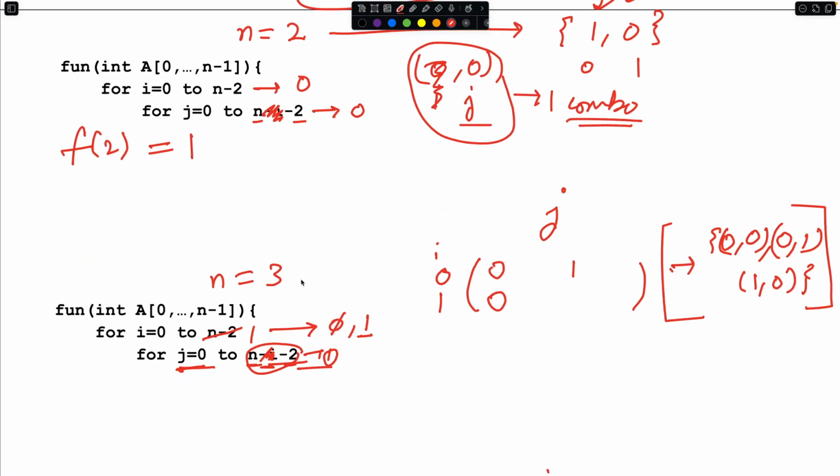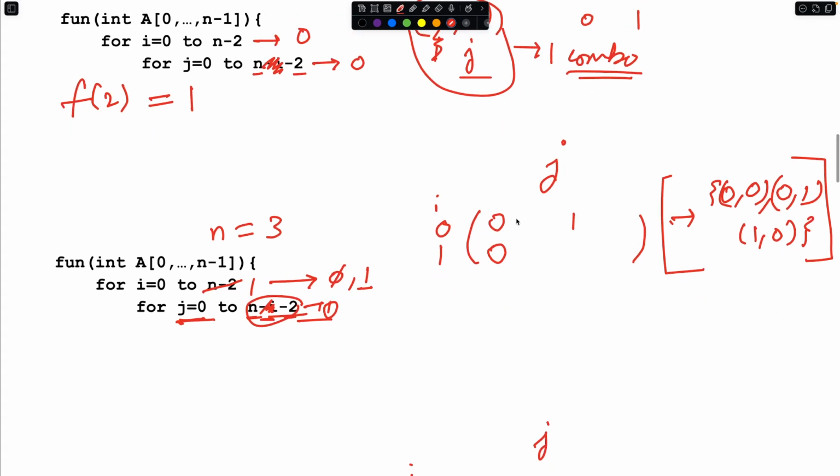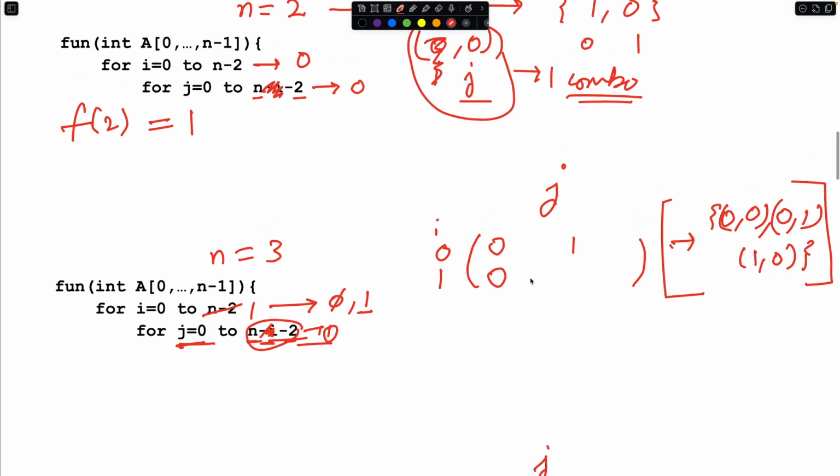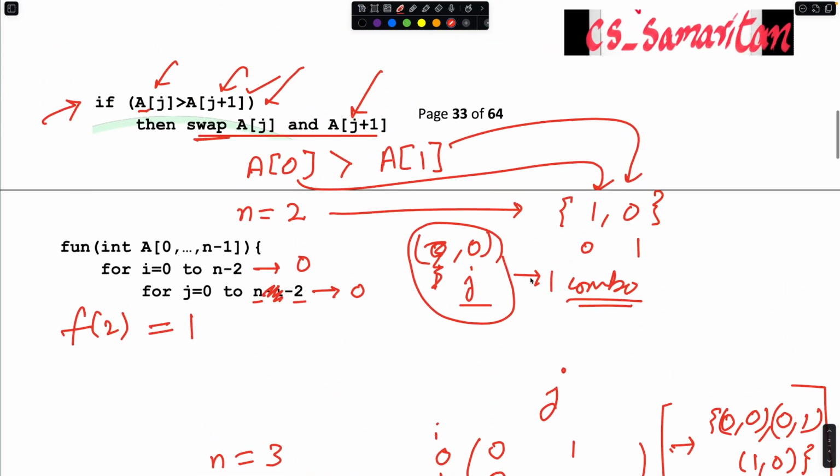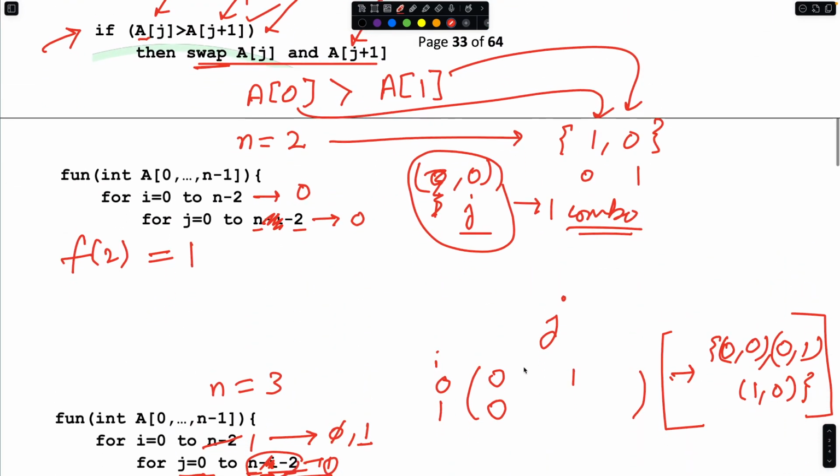For f of 3, the total number of combinations is basically 3: 0, 1 and 1. For this 0, these two are linked, and for this one only this 0 is linked, as I expressed over here. So 3 combos are present. For these 3 combos, let's see how many times this if condition is going to be met. And we have to take an array also. So let's take the array again, the array being the reversing of the indexes again.